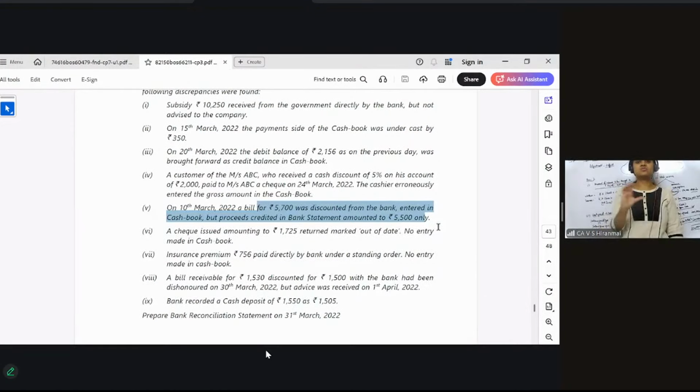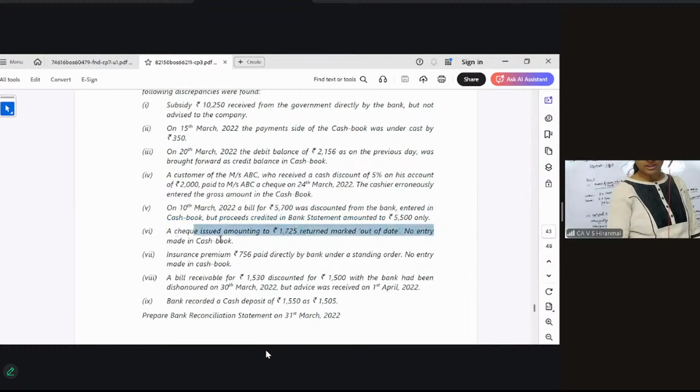By how much? 200 rupees is the difference, because 5,500 is already reflecting in the bank statement. So in your BRS, that is the unreconciled difference between these two. Next, check issued, returned, marked out of date. Whenever I say a check is returned, it means the check is dishonored. Whenever a particular bill receivable is dishonored, all of them have the same effect. The moment the check gets returned, there is a debit in your bank statement, so passbook reduces, but the cash book to that extent is more.